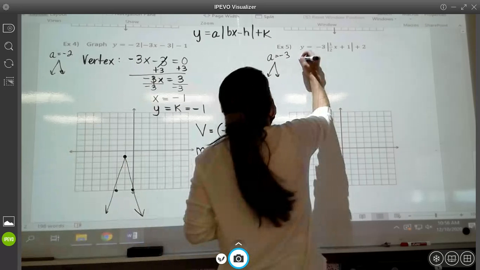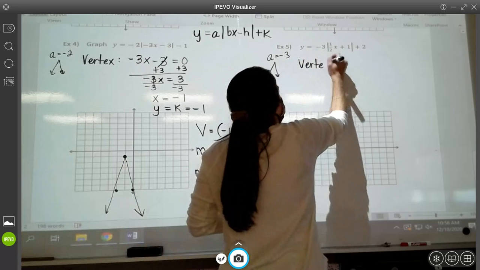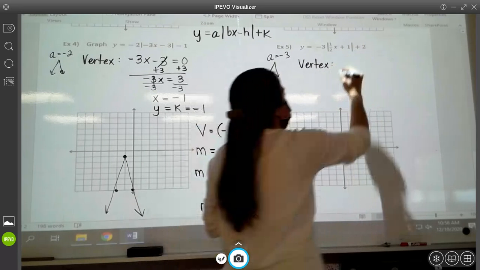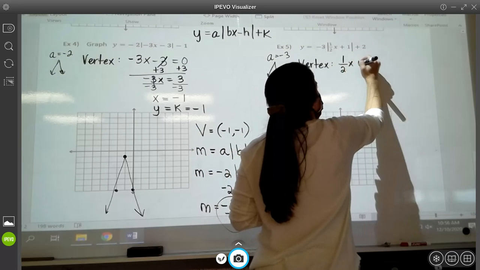All right, let's do it. Let's get our vertex. To get our vertex, we're going to take what's inside the bars, set it equal to 0, and solve.